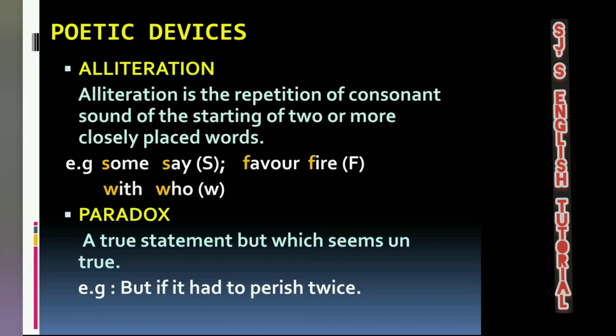Now let us see the poetic devices. Though it is a 9-lined poem, it is full of poetic devices. Alliteration is the repetition of a consonant sound at the starting of two or more closely placed words. Example, some say, favor fire, with who. Next one is paradox, a true statement which seems untrue. Example, but if it had to perish twice.